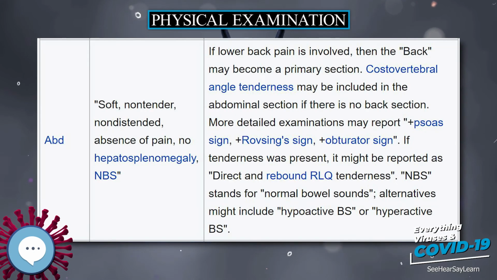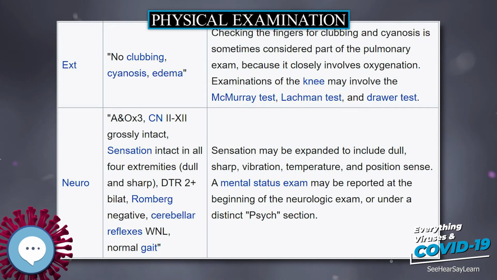Format and interpretation. A physical examination may include checking vital signs, including temperature examination, blood pressure, pulse, and respiratory rate.